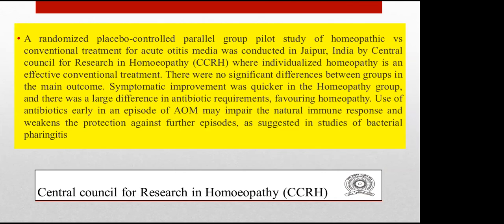There were no significant differences between groups in the main outcome. Symptomatic improvement was quicker in the homeopathic group, and there was a large difference in antibiotic requirements favoring homeopathy. Use of antibiotics early in an episode of acute otitis media may impair the natural immune response and weaken the protection against further episodes, as suggested in studies of bacterial pharyngitis.